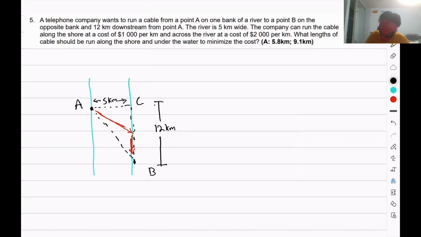And then there's another option. You can just go straight from point A to point B, but the problem is you're going across the river for the entire trip, and going across the river costs $2,000 per kilometer. So that's also very expensive.